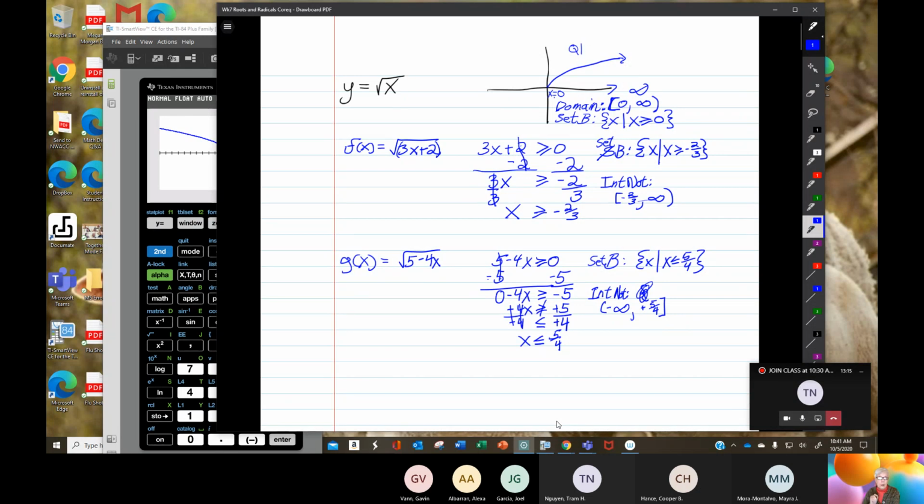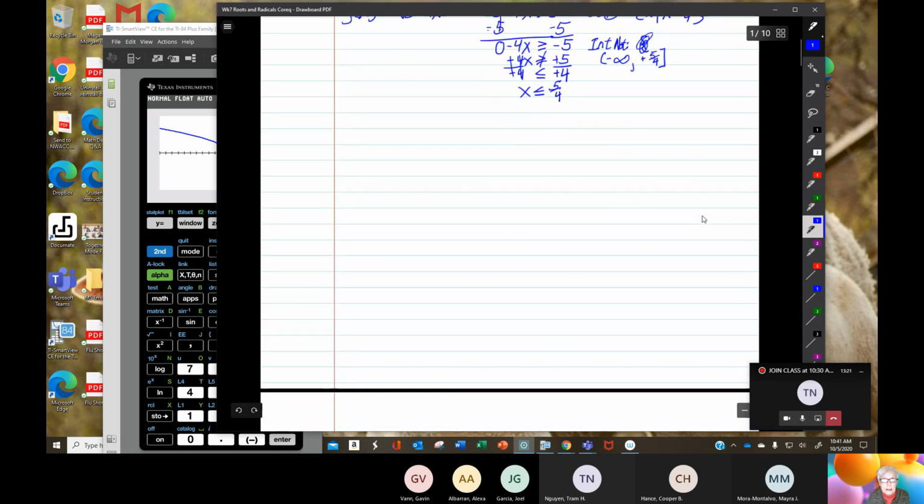That's how you find the domain of what are called radical expressions. Because this sign right here that looks like a square root is actually a radical. That's what that sign is called.